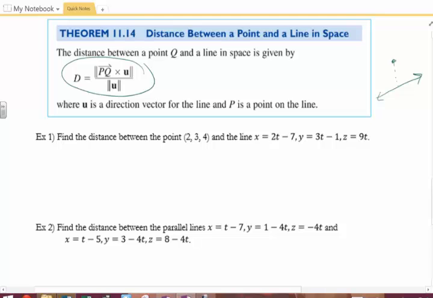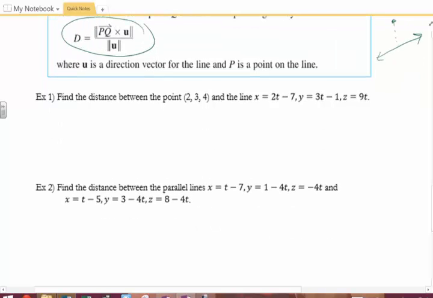All right, so if I want to use that distance formula, I need two points and a direction vector for the line. So this would be Q. P is a point on the line, which is (-7, -1, 0). It's embedded right in the line equation there. So the vector PQ is going to be (9, 4, 4). U, the direction vector for the line, is (2, 3, 9). It's just the coefficients of t.